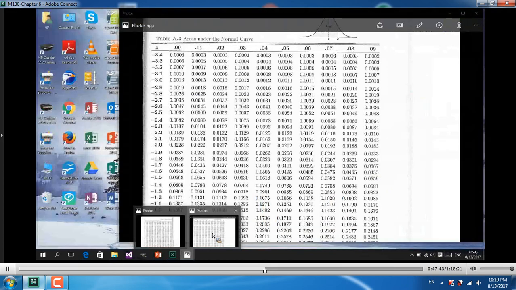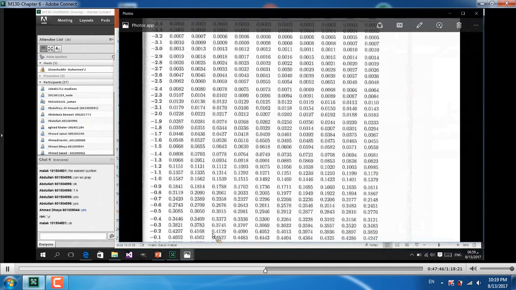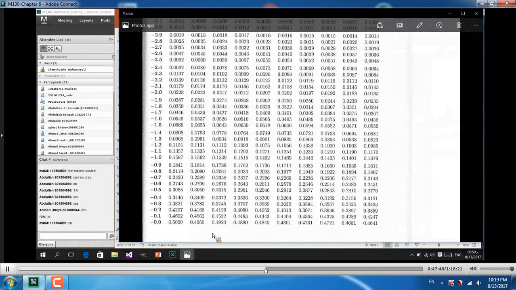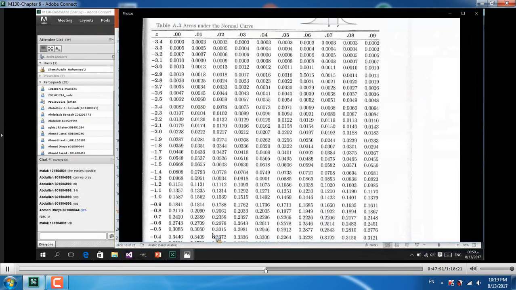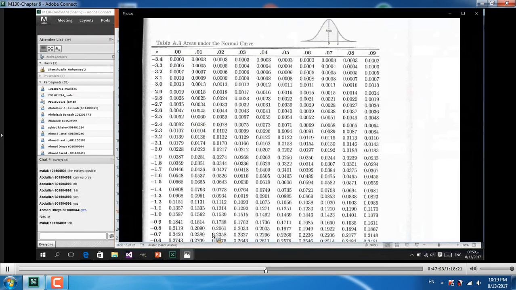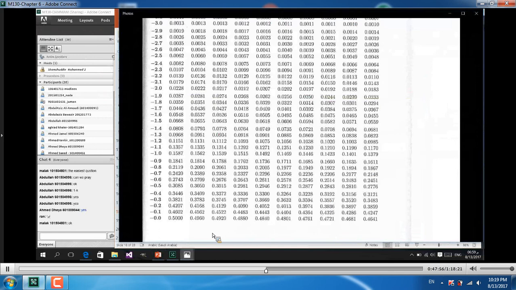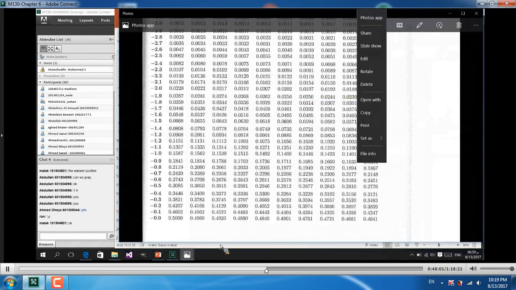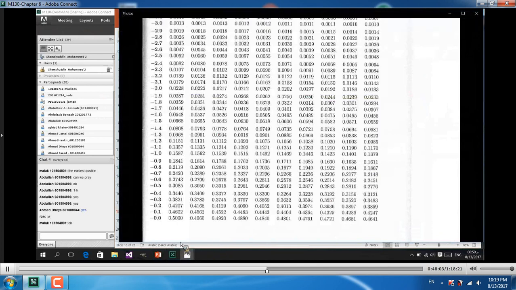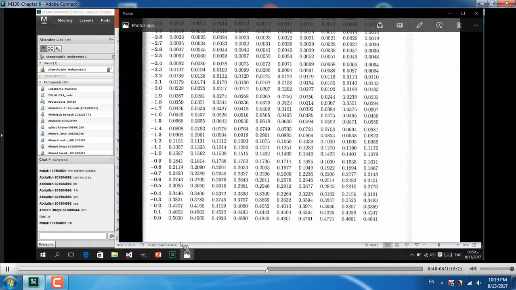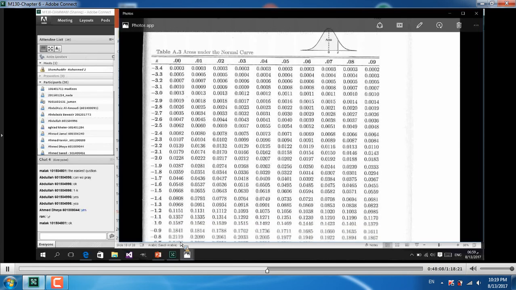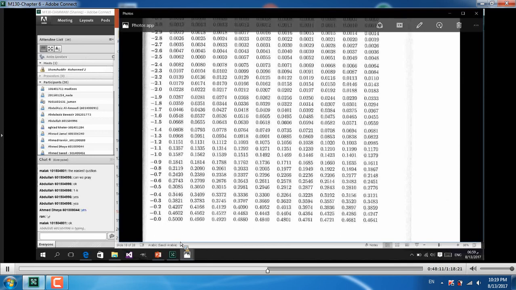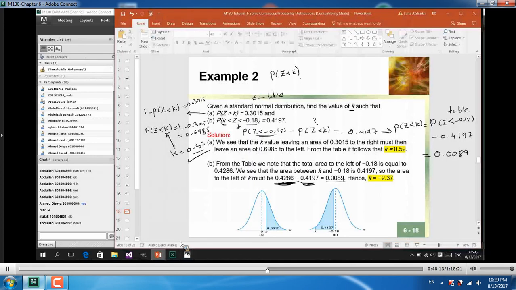Go to your table, minus 0.18. Look for minus 1 and 8, minus 1 and 8, this value. 0.4286, minus 0.18 is 0.1 and 8 together, this gives me 0.486. So this is the value I need to check to get my k.